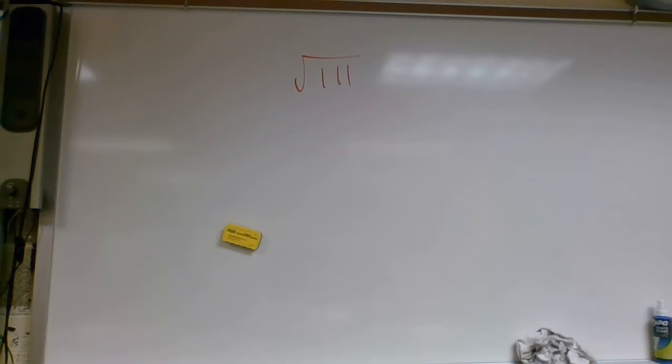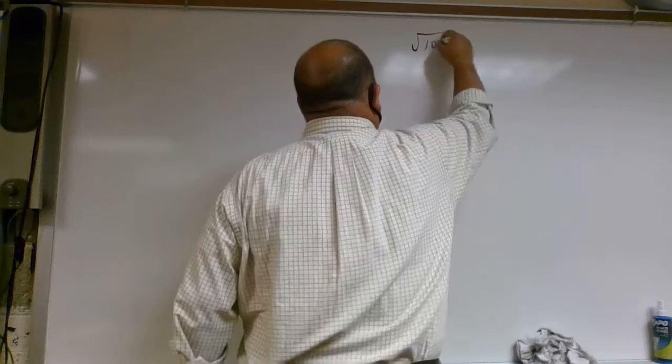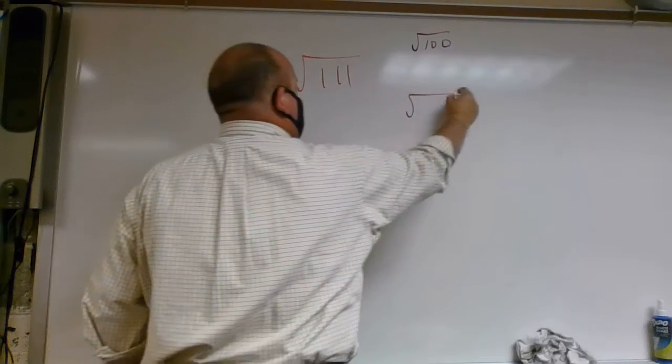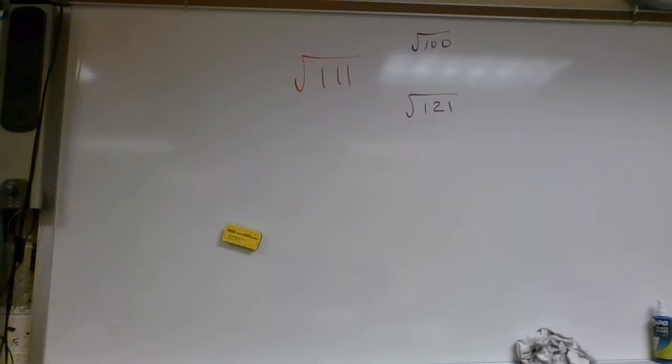120. 120 is almost a perfect square. It's very close. What's the smaller perfect square? Yeah. 100. It falls between the perfect square of 100 and what's the other one? Is it 121? Okay. Now, with your perfect square charts, what are those two perfect squares?